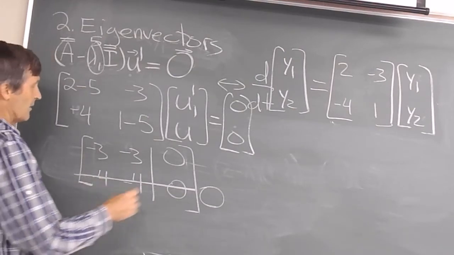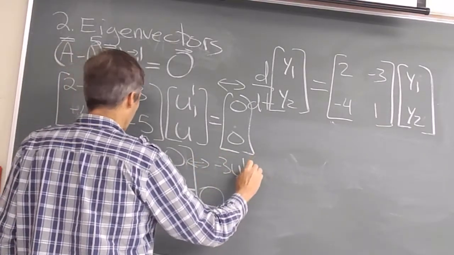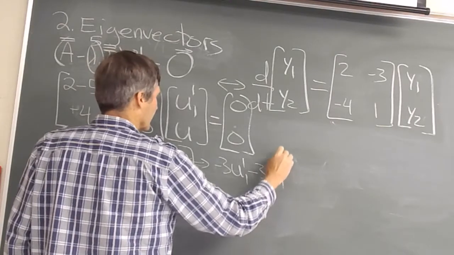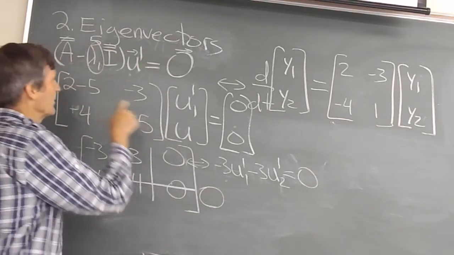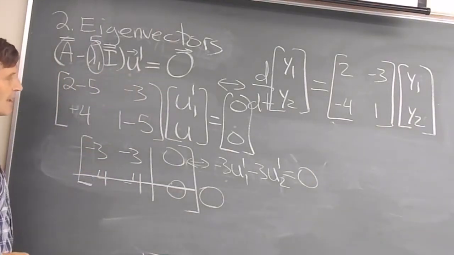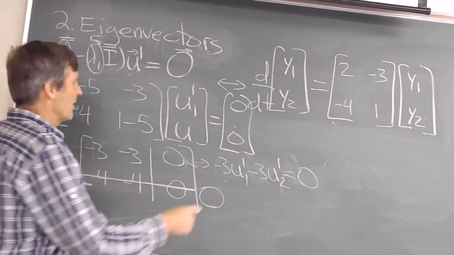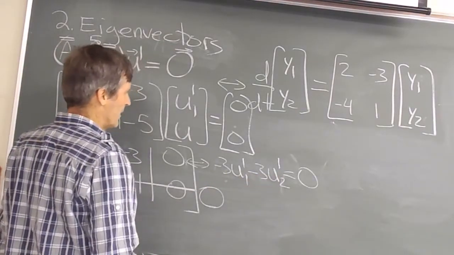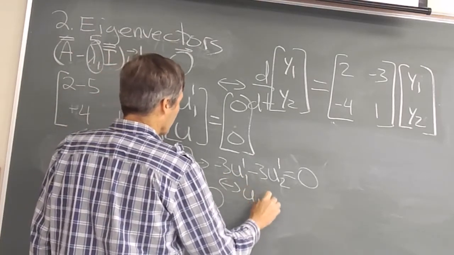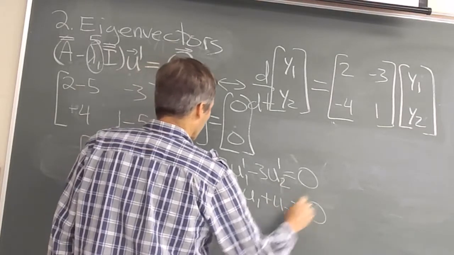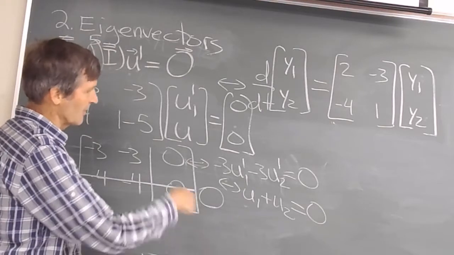So this boils down to the equivalent equation, -3 times the first component of U1, -3 times the second component of U1 equals 0. And this is equivalent to the eigenvector equation. An eigenvector is any vector that's not the 0 vector with all components 0 that satisfies this equation. So how can we find it? Well, let's rewrite it simpler. Divide through by -3 and write U1 plus U2 equals 0. Any vector that satisfies that is an eigenvector for this eigenvalue, except the 0 vector.